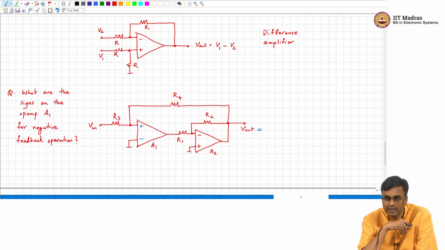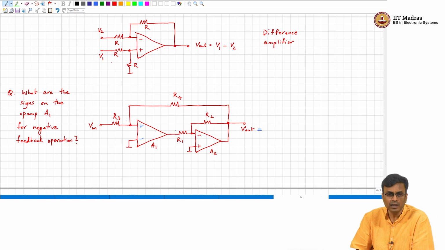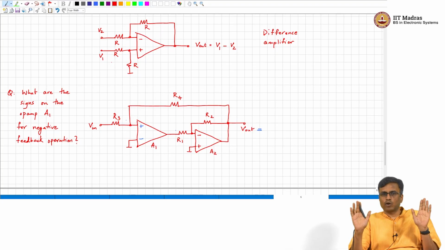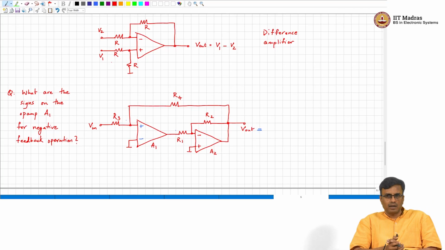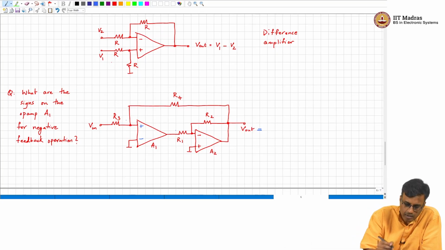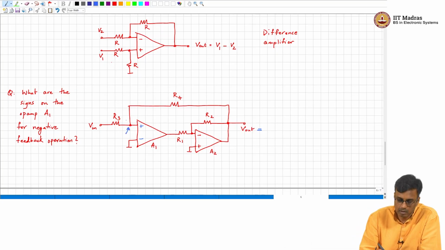Wait, how did we get the answer? We know that both the op amps are in negative feedback. So, there is no need for any speculation or guesswork. We have checked that there is negative feedback. All that we need to do is simply apply the rules for an ideal op amp. So, let us do that. What is that voltage? 0. What is this voltage? 0.